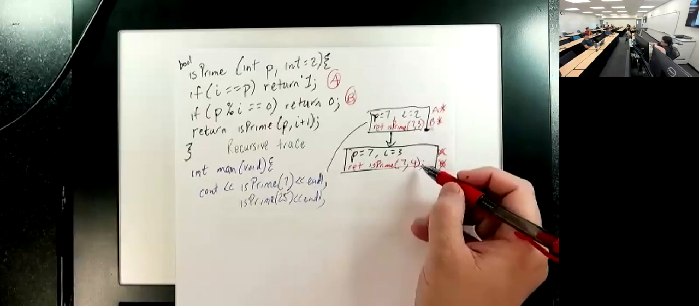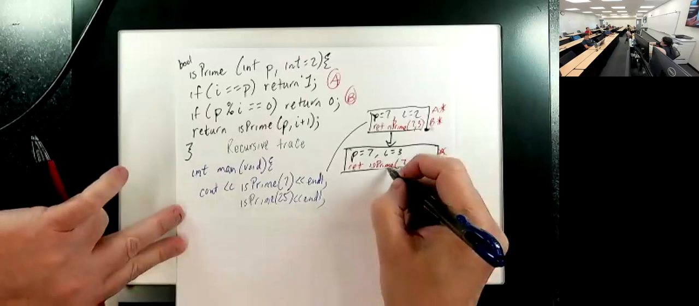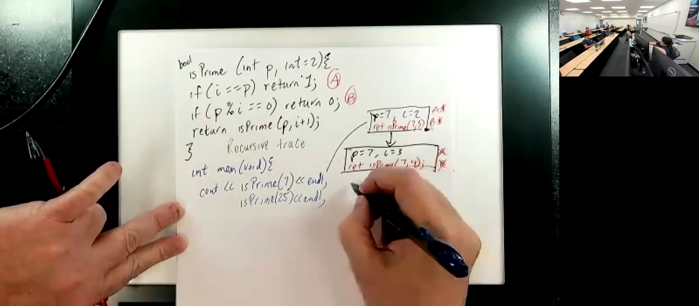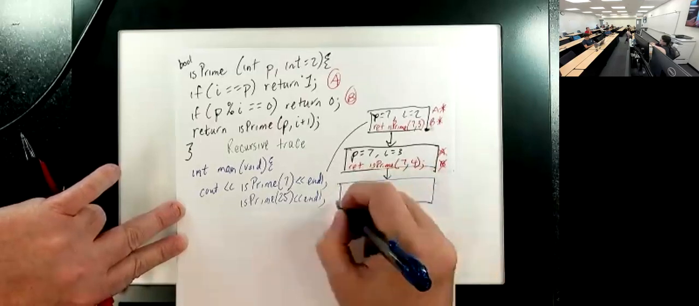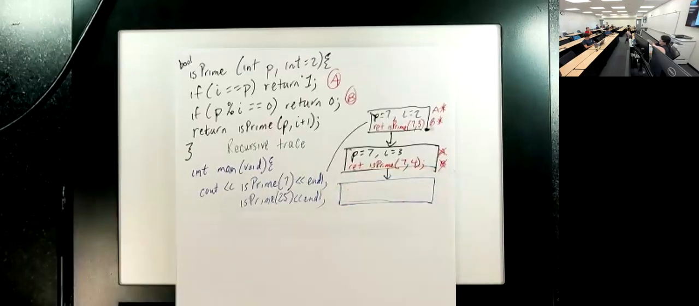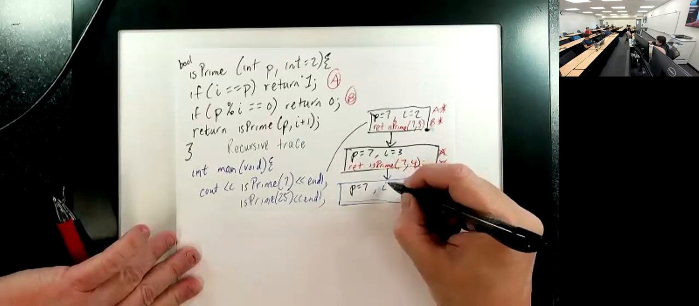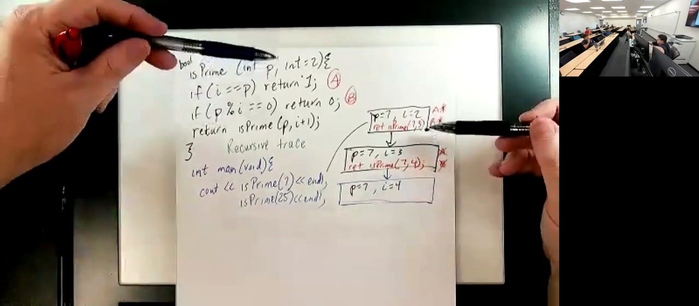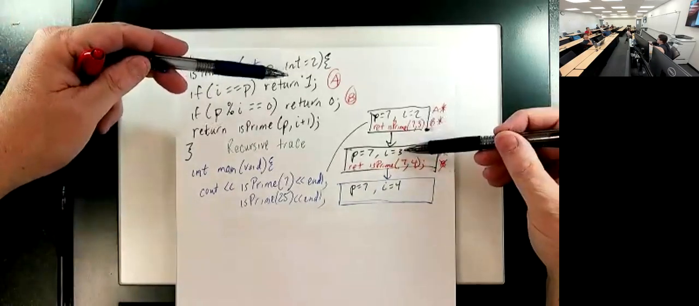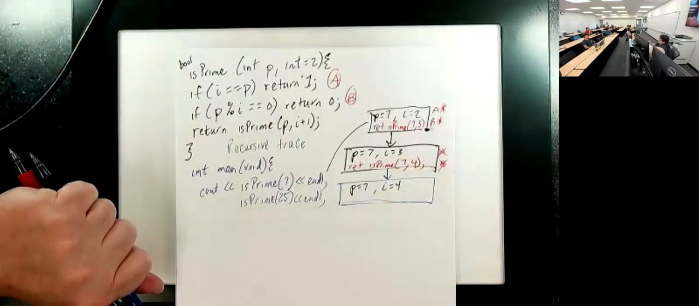All right, so it's going to return is prime 7,4. Is prime 7,4 is a function call. So it's generating another spot in memory. And we've assigned p equals 7, i equals 4. Only the first time did this int equals 2 take effect. Afterwards, we started assigning i ourselves, and it overrode the 2 that was automatically there.